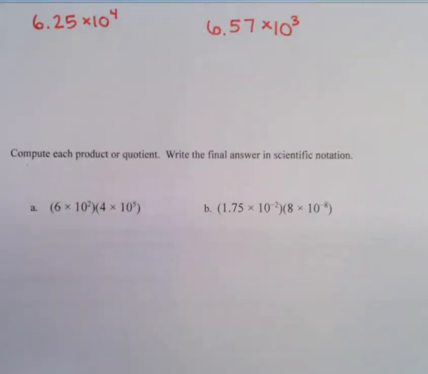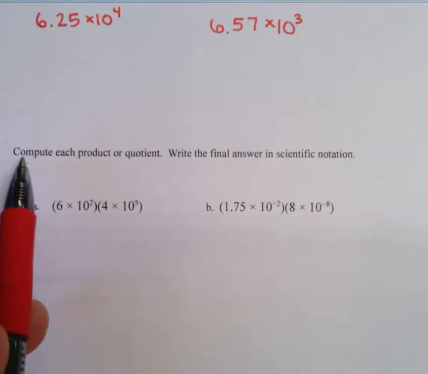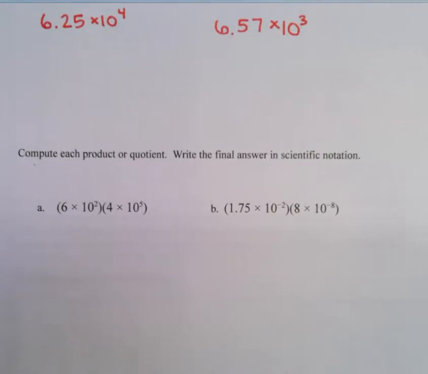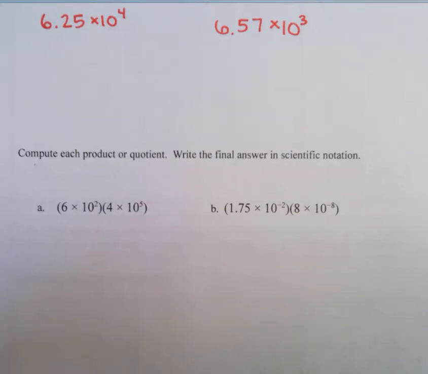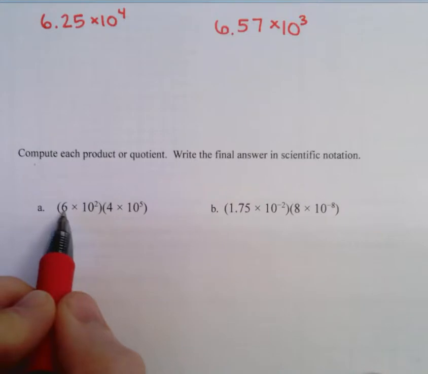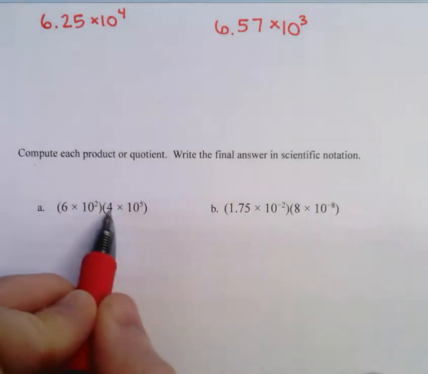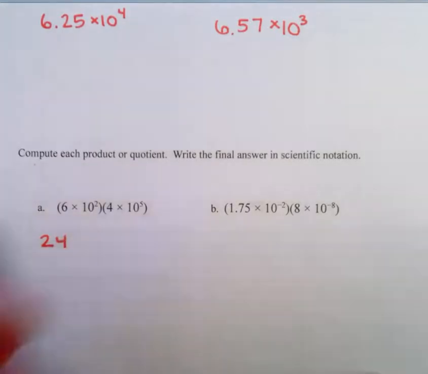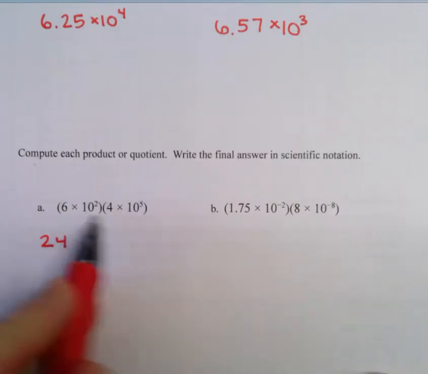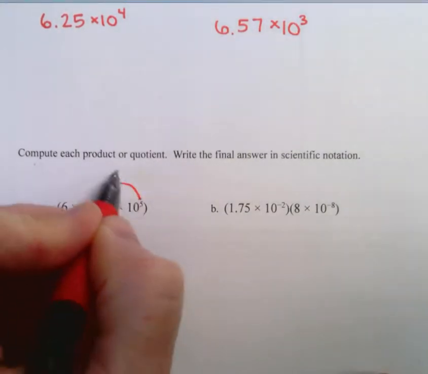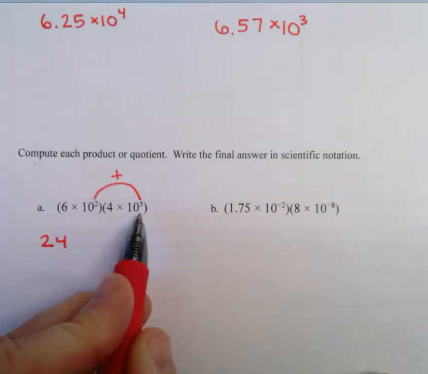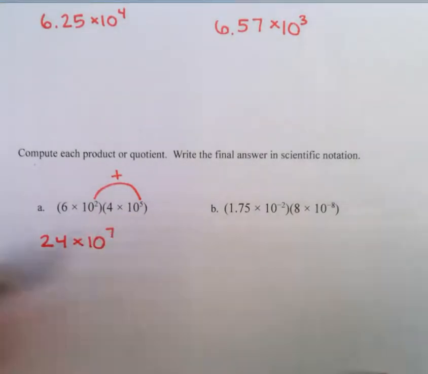Okay, now we've got to compute each product or quotient and write the final answer in scientific notation. So when we multiply, this is just multiplication, so we can do multiplication in any order by the commutative property. So I'm going to take the numbers and multiply them first. So 6 times 4, that's 24. And now I have 10 to the second times 10 to the fifth. The product rule says that I need to add these exponents. So if I add these exponents, I have 2 tens and 5 tens, so now I have 7 tens. Right? 10 squared times 10 to the fifth is 10 to the seventh.